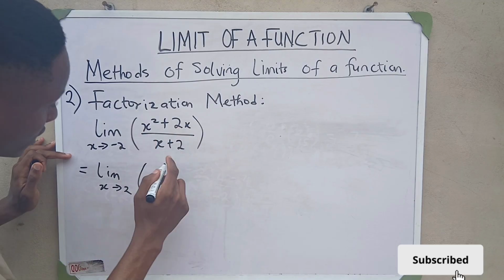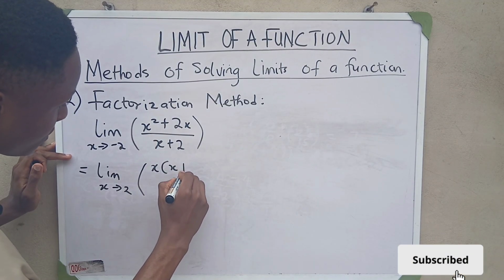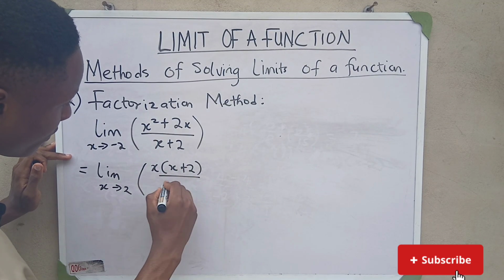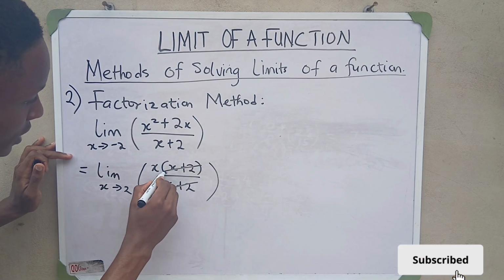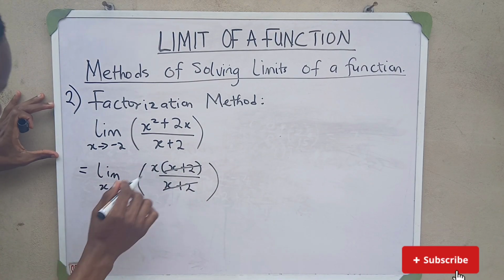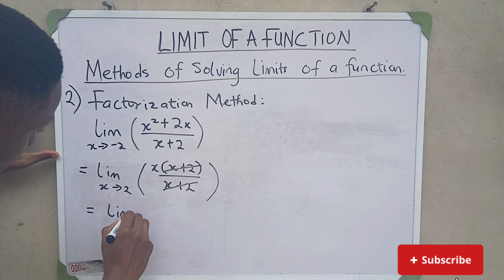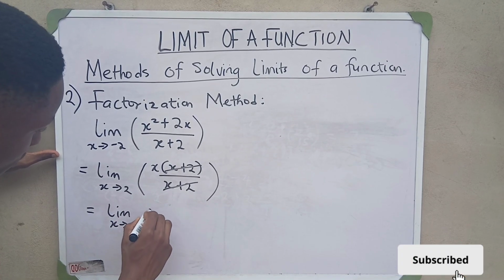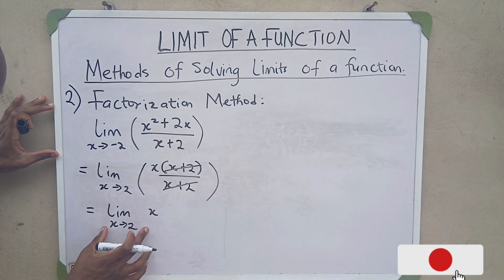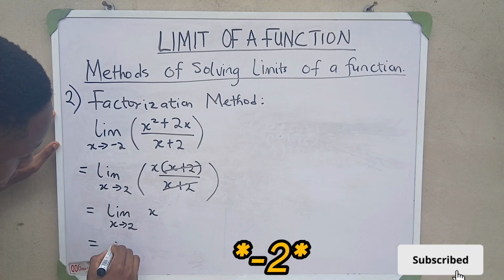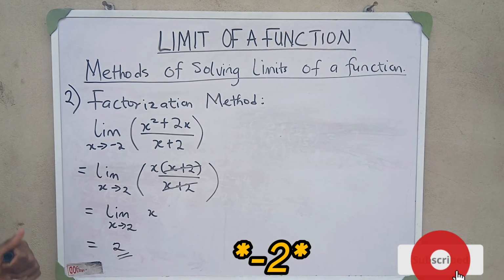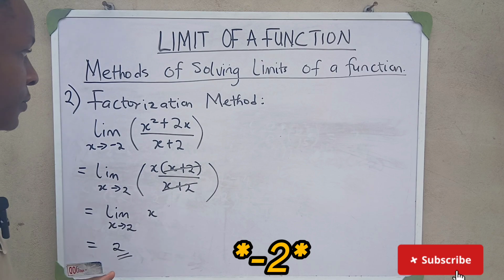Now, when we factorize this, we'll be having x into x plus 2 all over x plus 2. Now, this will cancel this. We'll be left with only x. So, we have limits of x approaching 2, x. So, now we can substitute the value of x as 2 here. We'll be having 2. So this is our limit, the limit of the function.